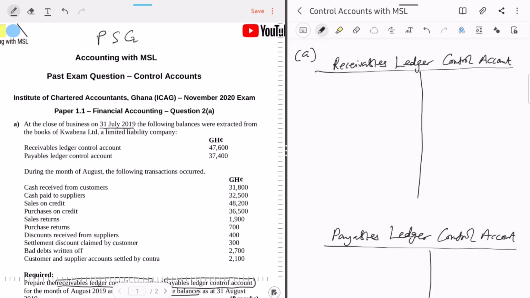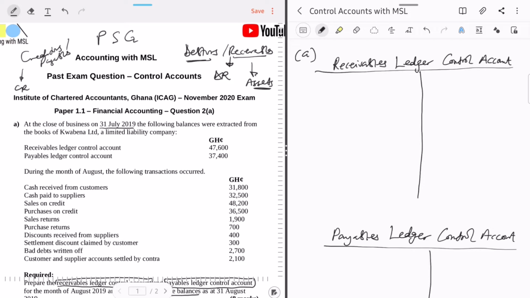If that is the case, we know that all our debtors or our receivables will have what? A debit balance. All our creditors or our payables will have a credit balance. What do I mean? Debtors or receivables, they are your assets as a business. They are assets because they owe you money and they'll pay you money in future. So you get something from them.